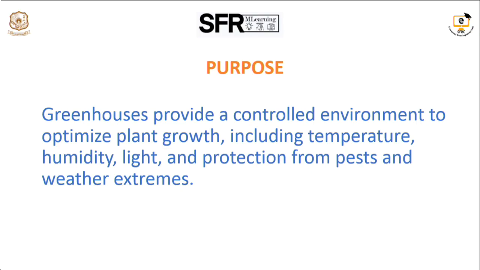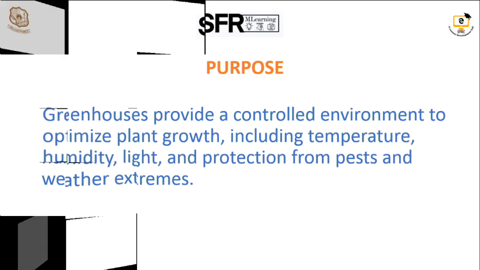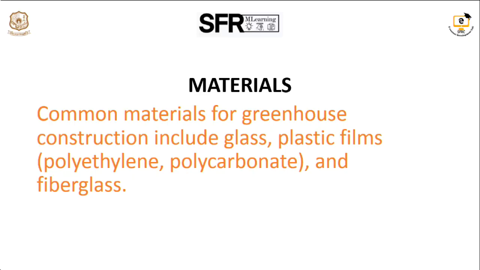So choose the greenhouse. A greenhouse provides controlled environment conditions to optimize plant growth, including temperature, humidity, light, and protection from pests and weather extremes. So what kind of environmental conditions occur in the day-to-day life inside the greenhouse? It does not destroy or damage any environmental conditions. The plants grow very well.